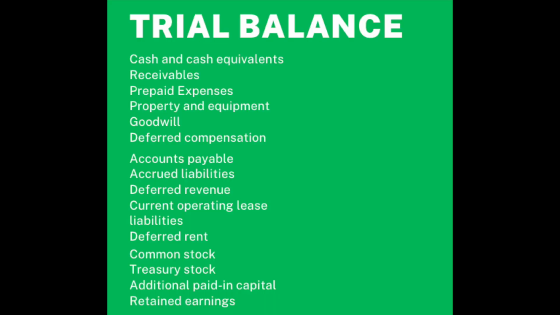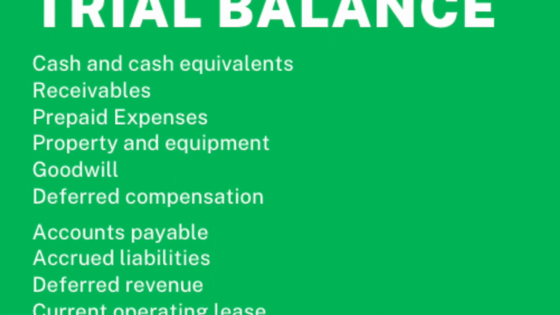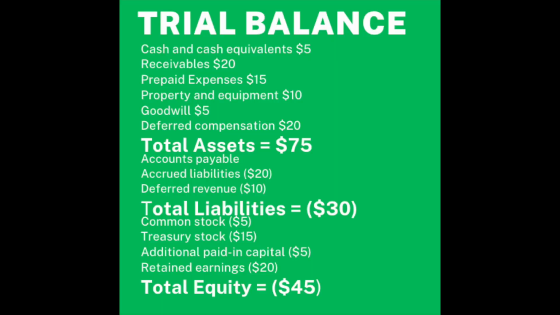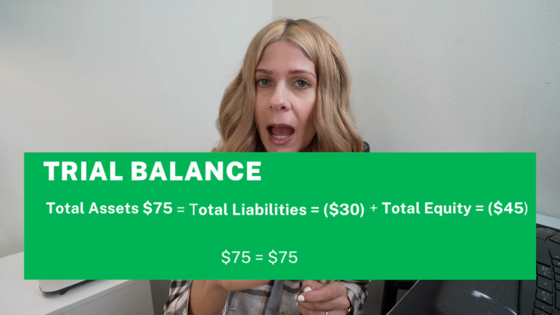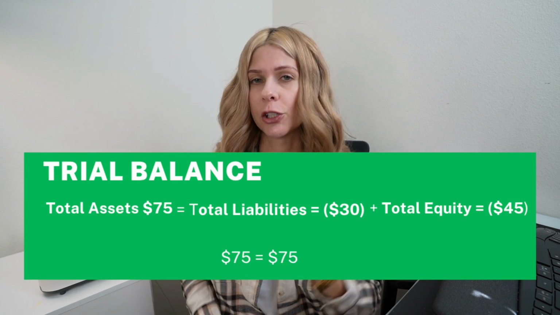The trial balance organizes all of the account balances in an easier way for you, the accountant, to digest the information. So as you can see the trial balance, it's all of the accounts that were just shown on the accounting equation in a list form. Cash, receivables, prepaid expenses, property and equipment, goodwill, deferred comp, so on and so forth. And then it shows the balance. You can see the total balance for total assets, total liabilities, and equity. And remember, the trial balance must always be in balance because it's coming from the accounting equation, and it's your job as the accountant that if there is a variance, you need to investigate your variance and clear immediately.